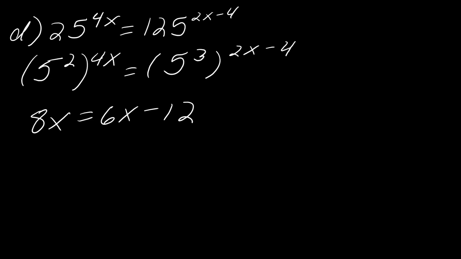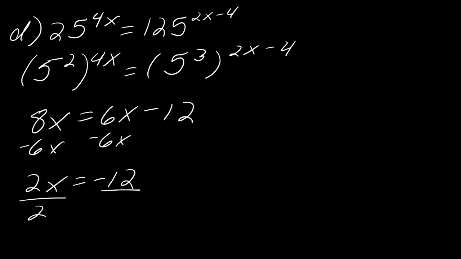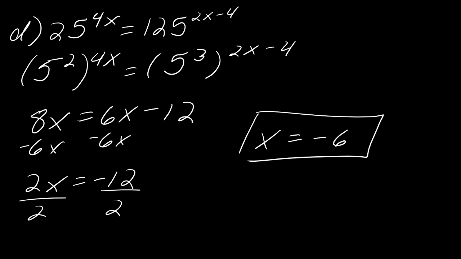And from here, now we can just solve as usual, right? So I will go ahead and subtract off the 6x to get 2x equals negative 12. Divide both sides by 2, and you get x equals negative 6. And so that will be it for that one.